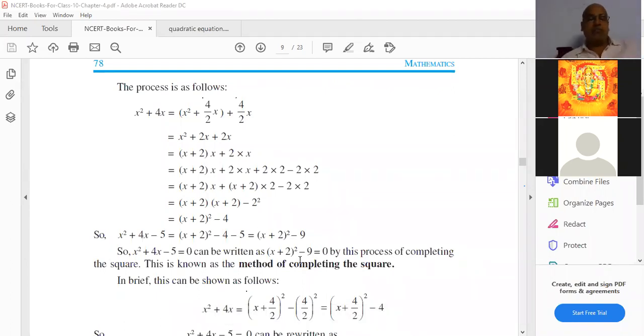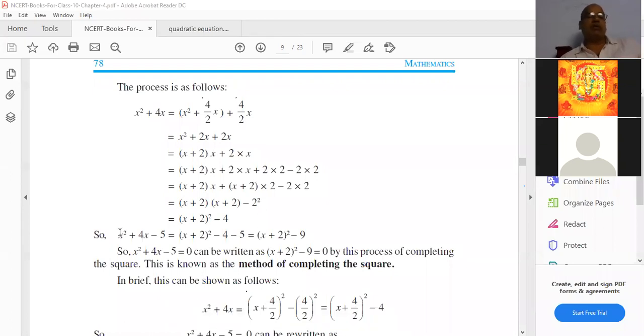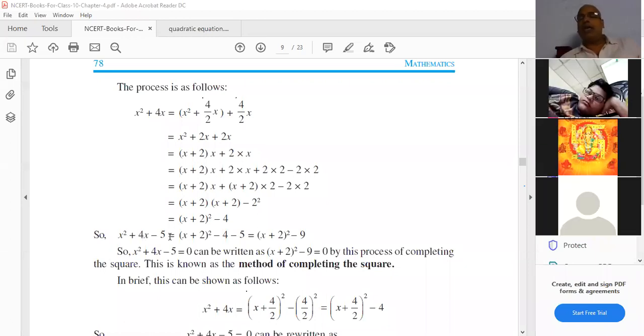Now I am explaining once again how we get x plus 2 whole square minus 9. This is x square, you suppose this is a square. x square means x whole square, means a square. Is it okay, a square? x square means x whole square. Yes, sir. Next, 4x means here 2ab.